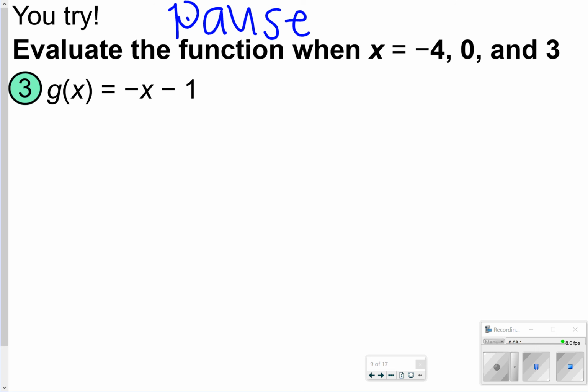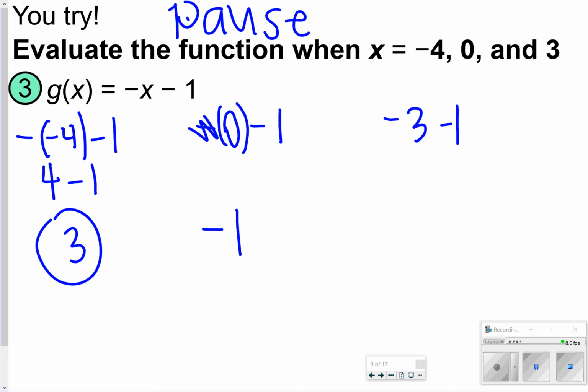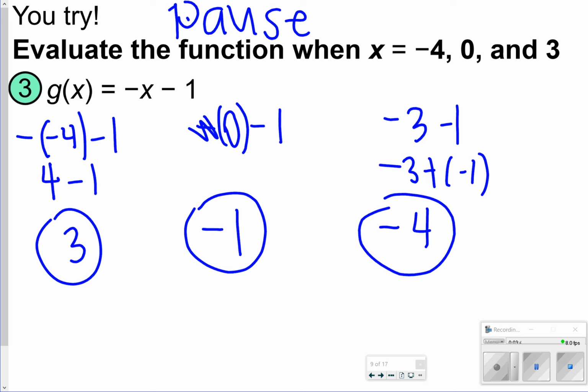Alright, so after I plug in all of the x values, this is what they'll look like. Notice in the first one, a negative 4 just changes to a positive 4, so 4 minus 1 is 3. The next one we have is 0 minus 1, and that would just give you a negative 1, because 0 really just can't be negative, so you're really just thinking about 0 minus 1. And then the last one, negative 3 minus 1, which just means negative 3 plus negative 1, and that's going to give us negative 4.